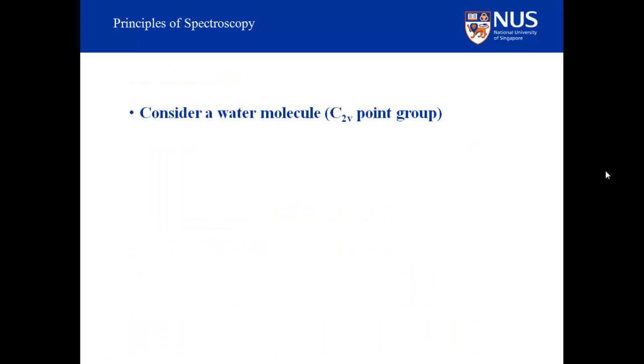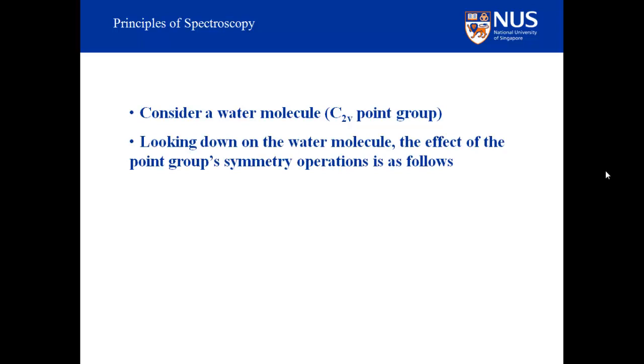To illustrate character tables, let us consider the effect of the symmetry operations of the C2V point group on a water molecule. Looking down the z-axis onto the water molecule, we can observe the effect of the symmetry operations on an arbitrary point x, y, z.